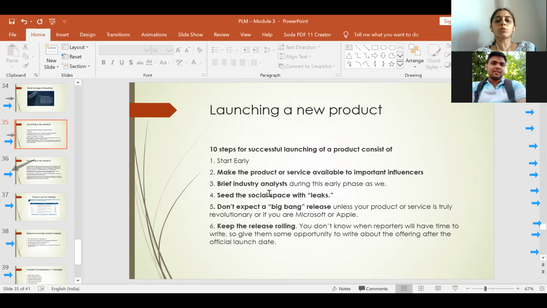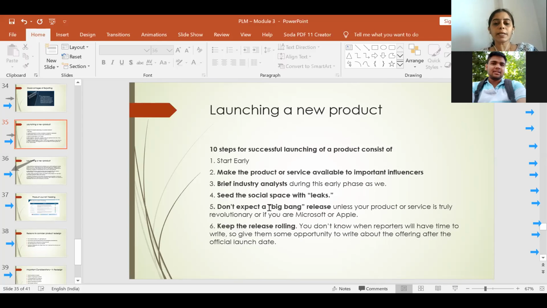And next is seed the social space with leaks. Sometimes you have to leak the prototype of the product, or the virtual working of the product and how it looks, to the market. Then the customers will know, okay, some new product will be launched, and this could be how it operates. So we will be happy to have this new product. So you have to leak the concept of a new product in the beginning, before the product is launched, so that people will be aware of what product will be coming into the market.